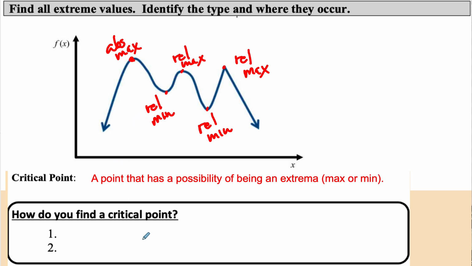So let me introduce a vocabulary word called critical point: a point that has a possibility of being an extrema, max, or min. The reason I have this picture and the definition is I wanted you to see these hills and valleys where curves happen are when we have a derivative equal to 0. So places where the derivative is equal to 0 are a possibility of a hill or valley. Now over here we had an extrema, and that was when the derivative does not exist. So these are places that we can look for critical points.